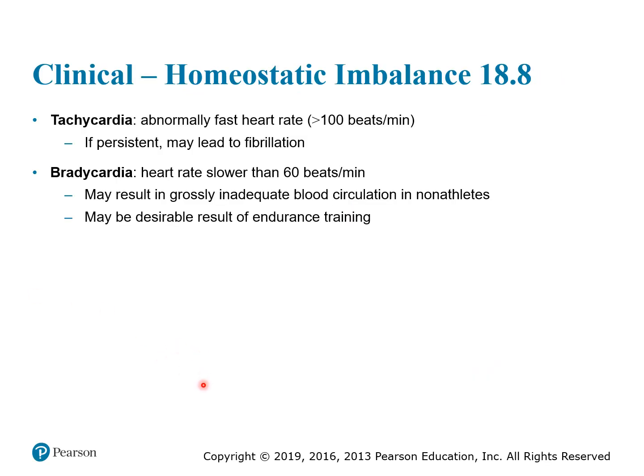So tachycardia is a condition when the heart beats more than 100 times per minute, and if it persists, it can lead to fibrillation. Fibrillation is like irregular contractions of the ventricle, and it is very dangerous. Then what is bradycardia? Bradycardia is when heart rate is slower than 60 beats per minute, and it may result in grossly inadequate blood circulation in non-athletes, and it may be a desirable result of endurance training, because athletes, when they train, their heart rates are lower than other people.